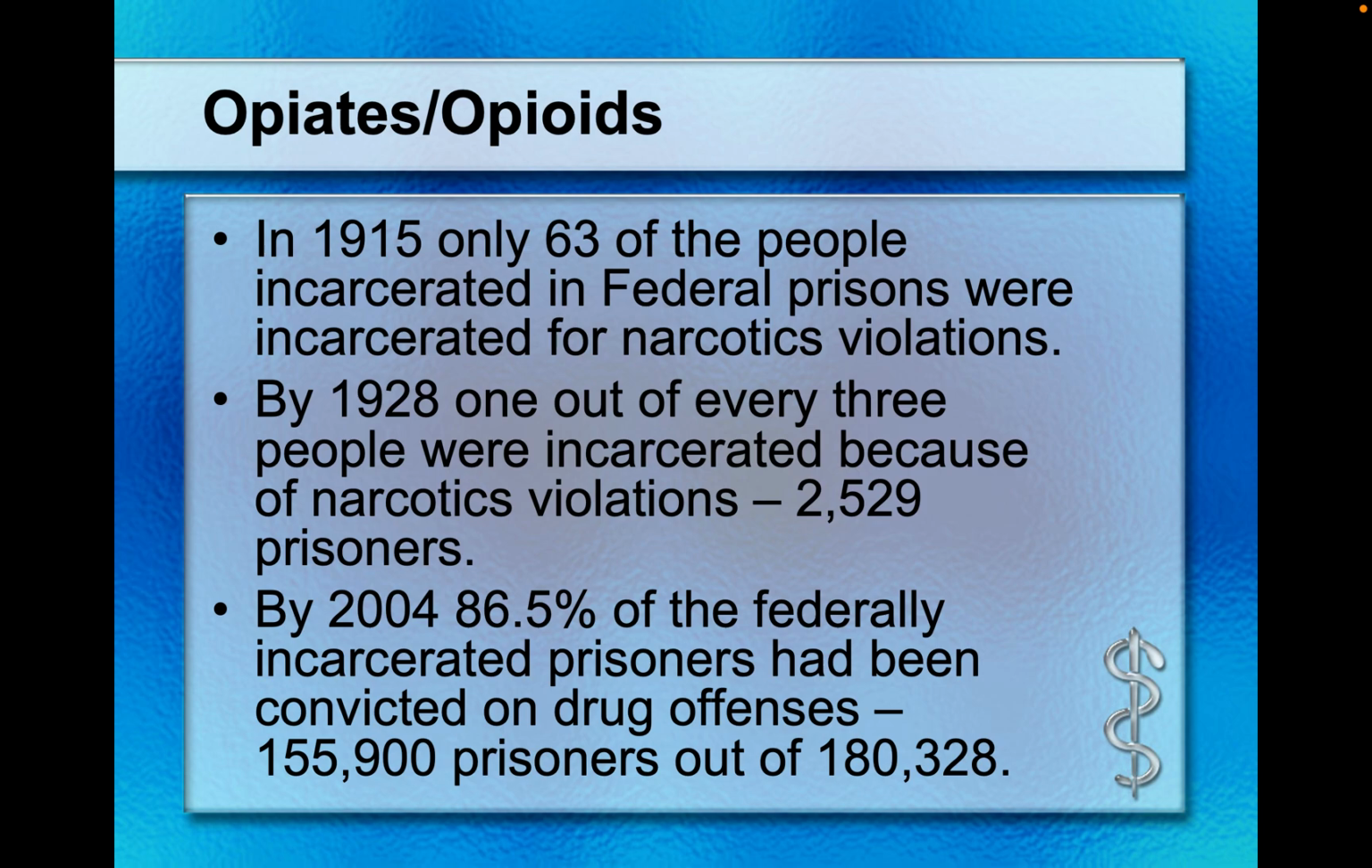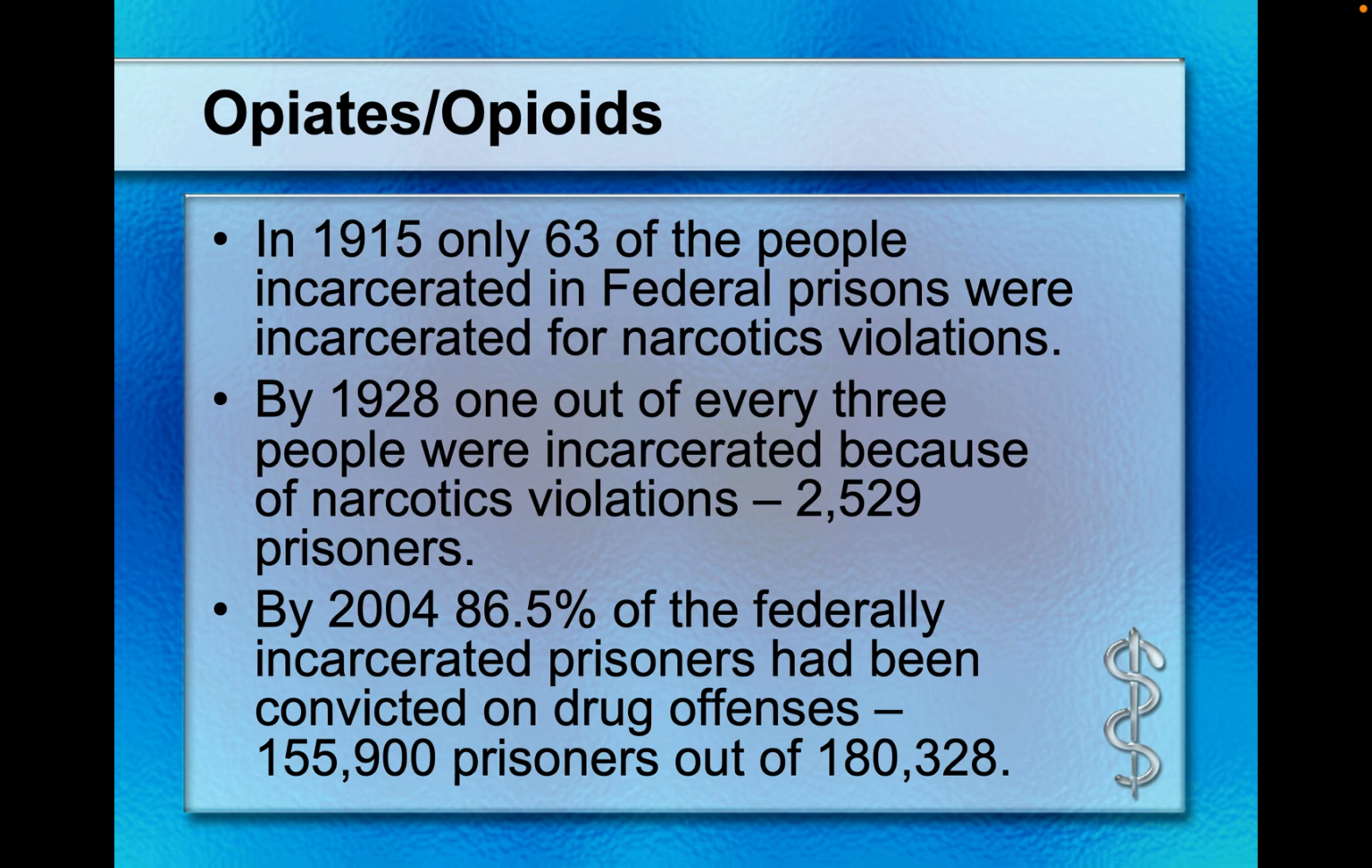In 1915, only 63 people incarcerated in federal prisons were incarcerated for narcotics violations. By 1928, 1 out of every 3 people were incarcerated because of narcotics violations. That's 2,529 prisoners. By 2004, 86.5% of the federally incarcerated prisoners had been convicted on drug offenses, 155,900 prisoners out of 180,328. Now that we've changed, marijuana has been legalized in several states, about 20 states around the United States.